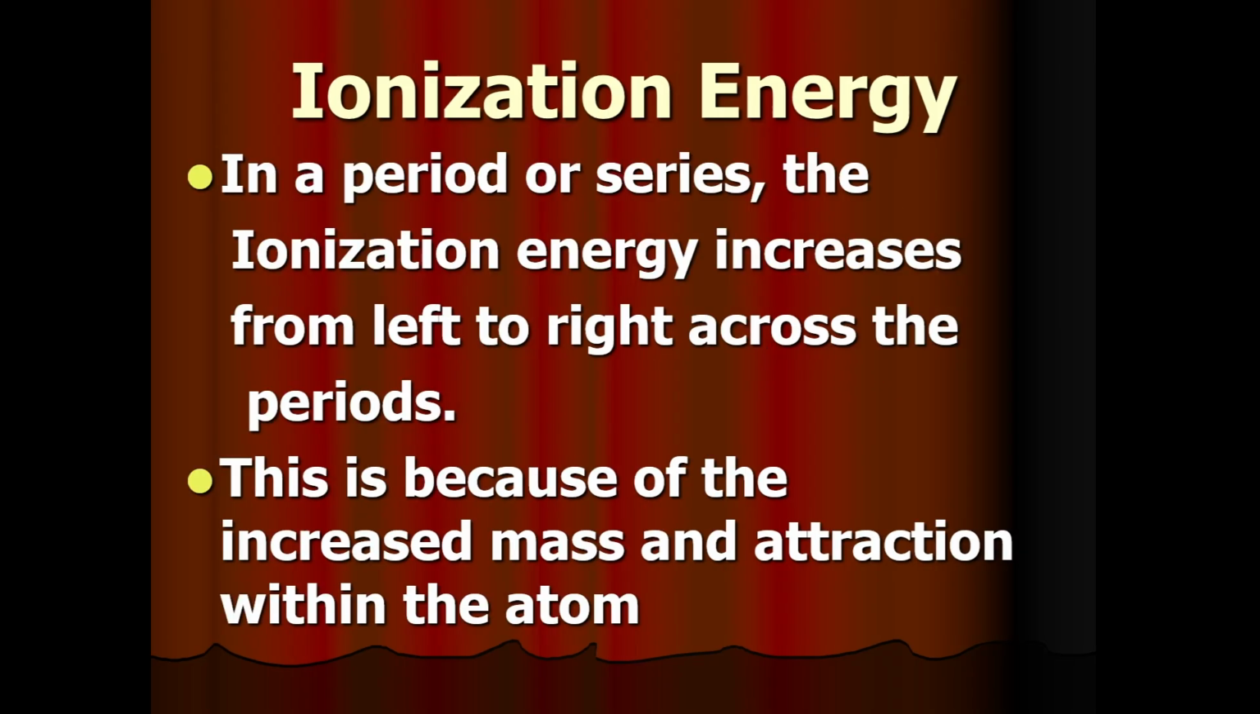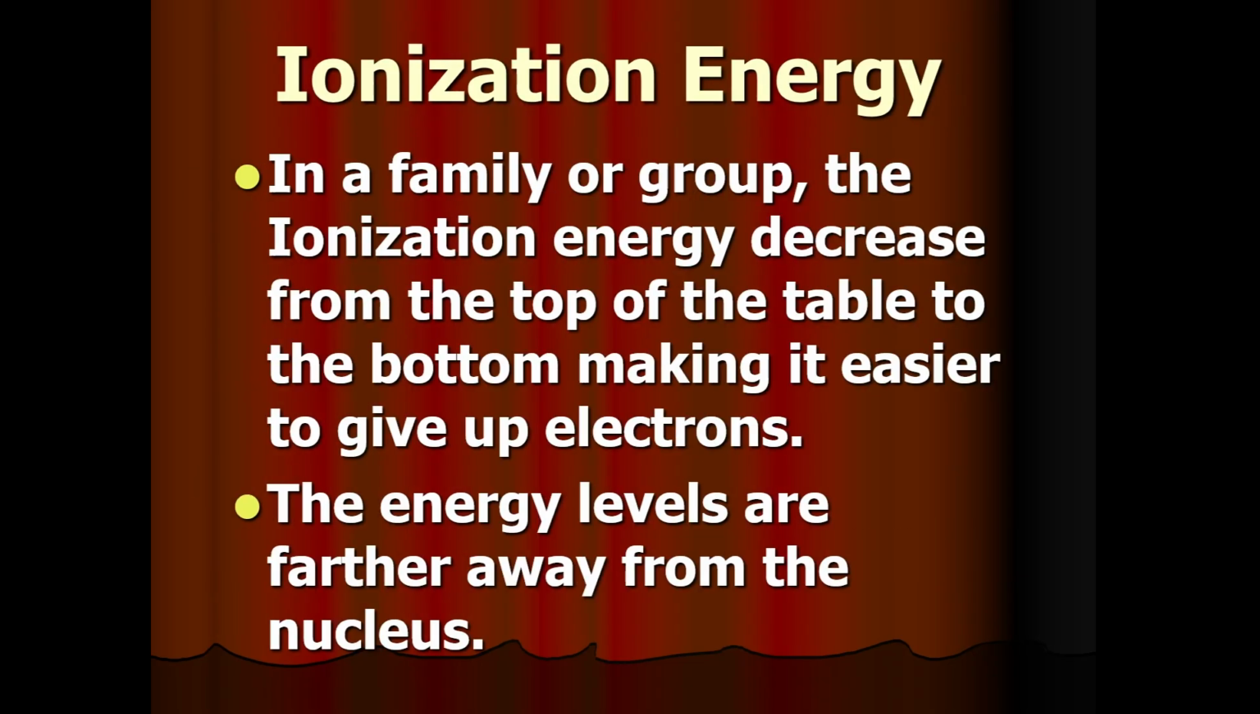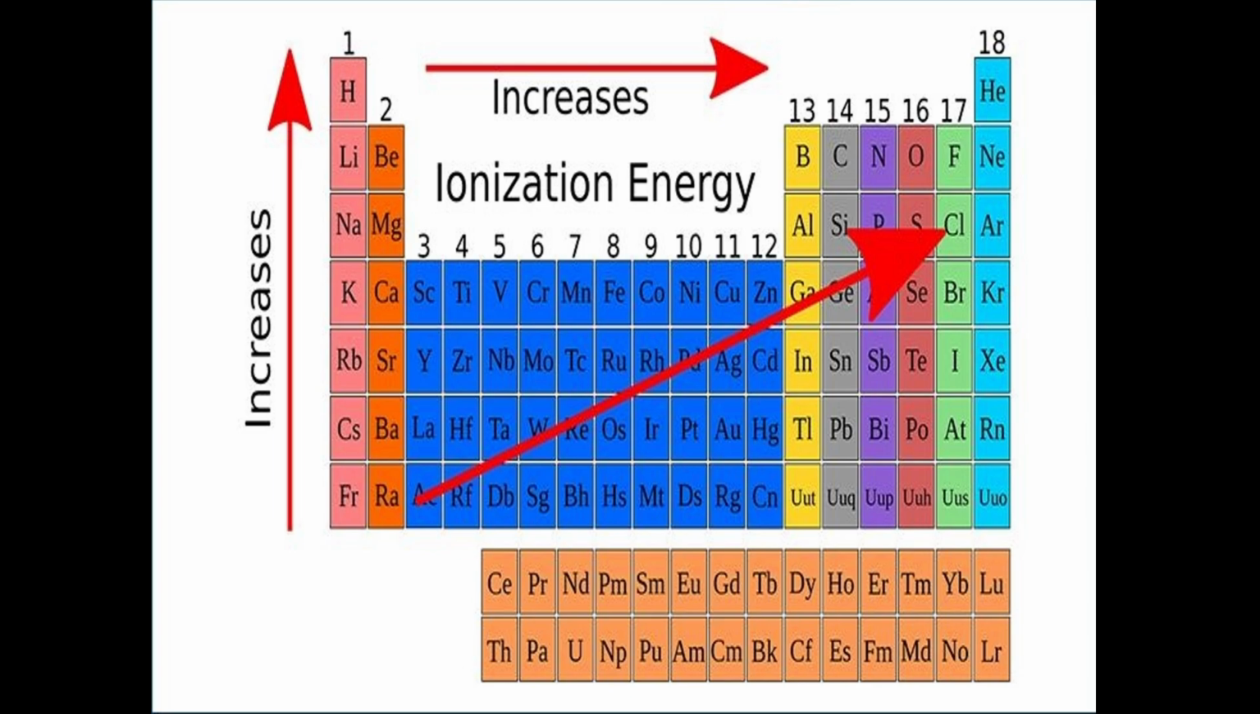In a period or series, the ionization energy increases from left to right across the periods. This is because of the increased mass and attraction within the atom. In a family or group, the ionization energy decreases from the top of the table to the bottom, making it easier to give up electrons. The energy levels are farther away from the nucleus. In this periodic table, we can see how this ionization energy increases from left to right and then from bottom to top. It is for this reason that we classify it as a trend.